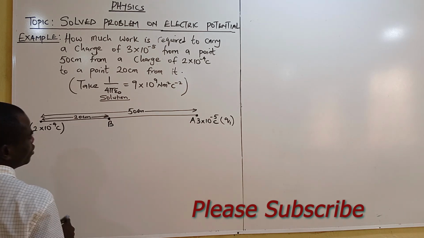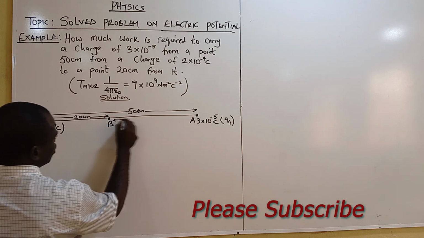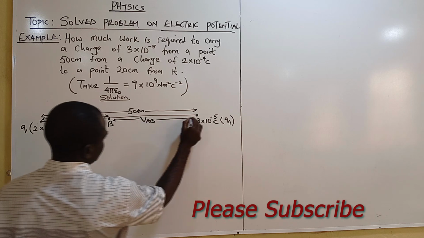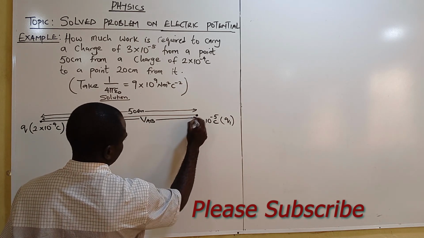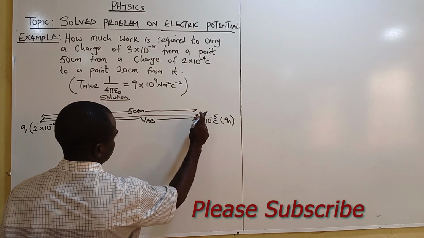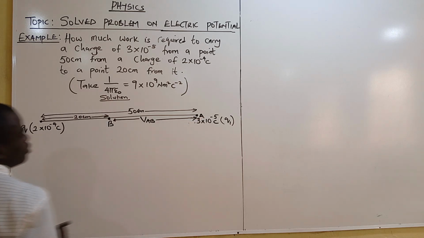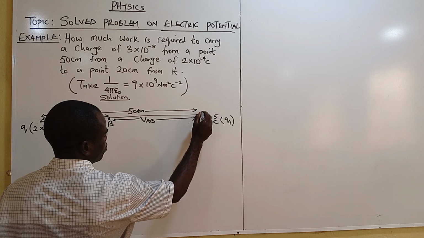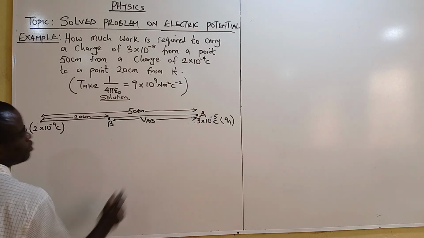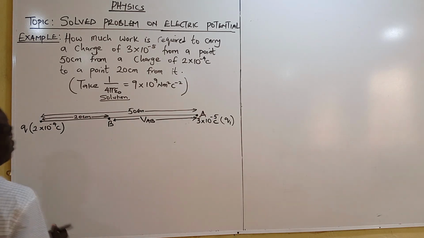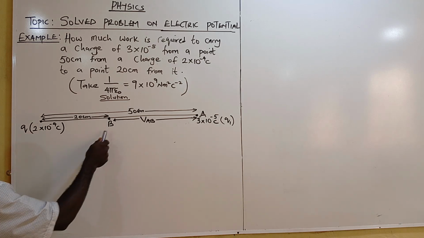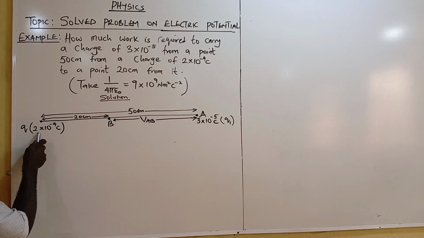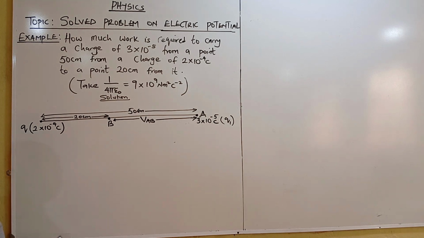Is that okay? Now from here will be the potential difference between this point and this point, point A. Now, don't forget that this point will be of higher potential than this because it's closer to the charge. Please, let's understand the question very well.